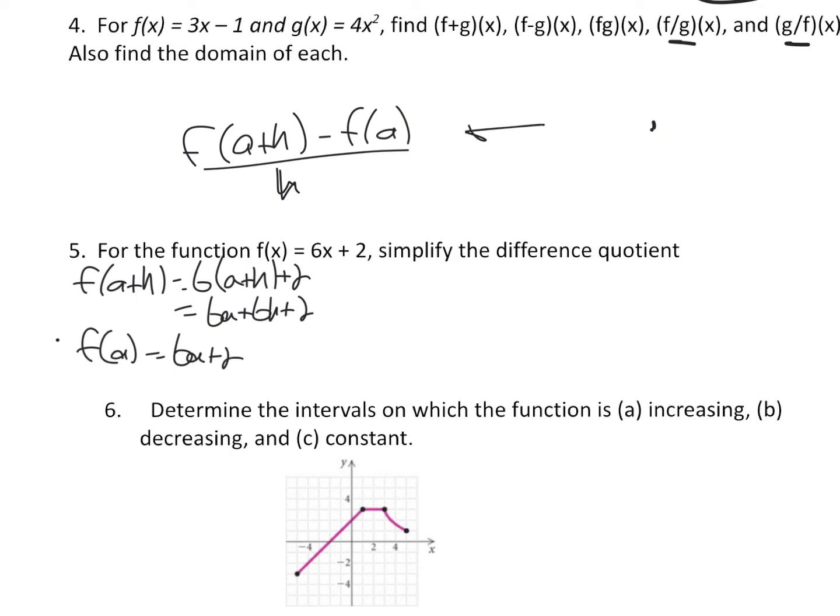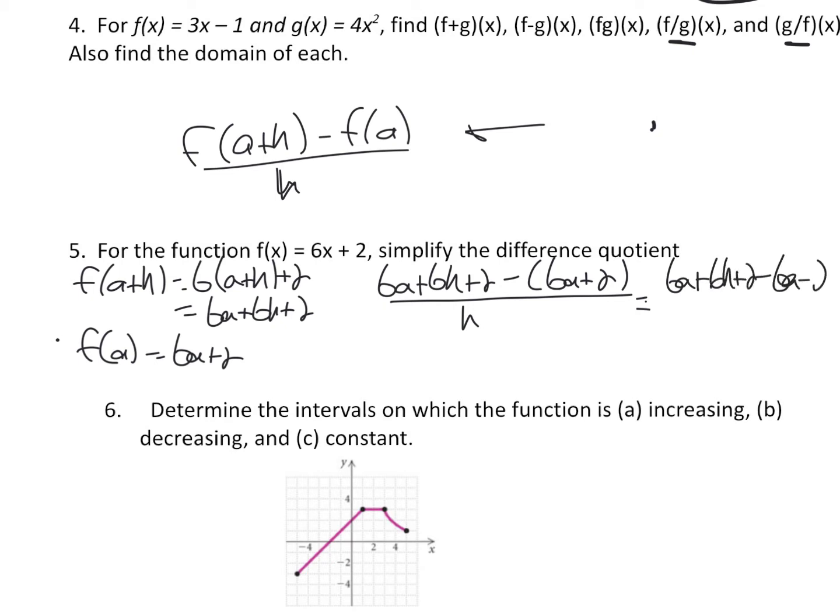So now I'm going to work that whole big thing out. F of a plus h comes first. That was 6a plus 6h plus 2, minus f of a, which was 6a plus 2, all over h. Working out the numerator, I get 6a plus 6h plus 2 minus 6a minus 2, all over h. The 6a's cancel, the 2's cancel. It leaves me 6h over h. The h's cancel, so it's just 6. It's going to work out really nice like that for tomorrow too. Not as bad as it looks.